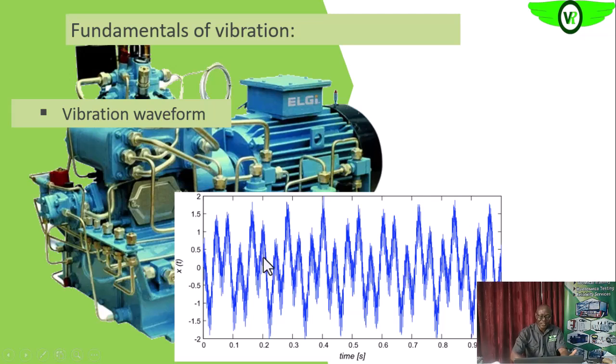Are we getting it? So this is the waveform and this is the mean position. You see that we have both negative peaks and positive peaks. But the beauty of it is that a trained eye can see that there is a pattern in this waveform.